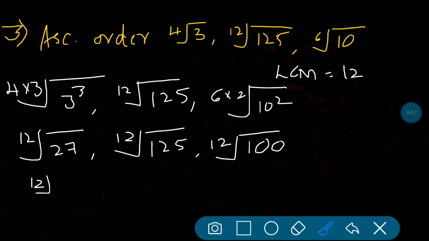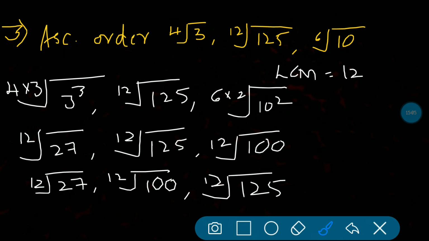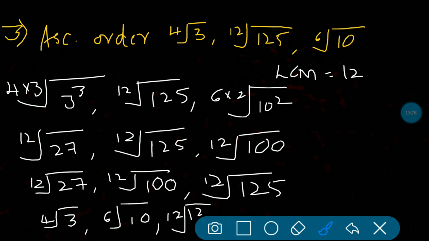Now firstly we will write 12th root of 27, comma 12th root of 100, comma 12th root of 125. Now if you just write like this and leave it, it's not enough. You have to write this also, which is 12th root of 27. Yeah, it is 4th root of 3. You have to write them again. And which is 12th root of 100, it is 6th root of 10. Which is 12th root of 125, it is the same, right? So you can write it the same thing. Now this is the final answer, right?